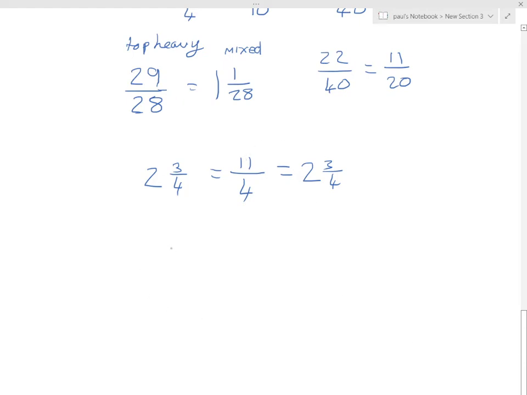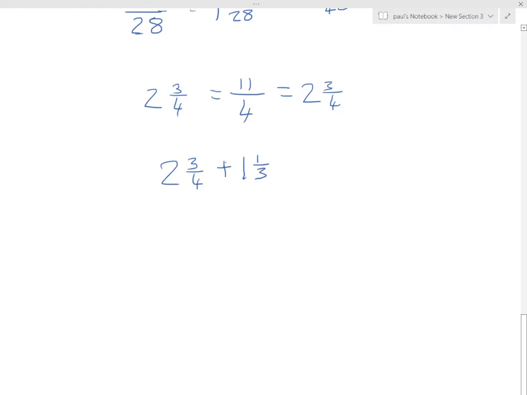So you can go from mixed to top heavy, and top heavy to mixed. You need that because if you have 2 3/4, shall we add 1 1/3? This is about as difficult as it gets. So this can either be a subtraction or an addition. It doesn't make any difference.